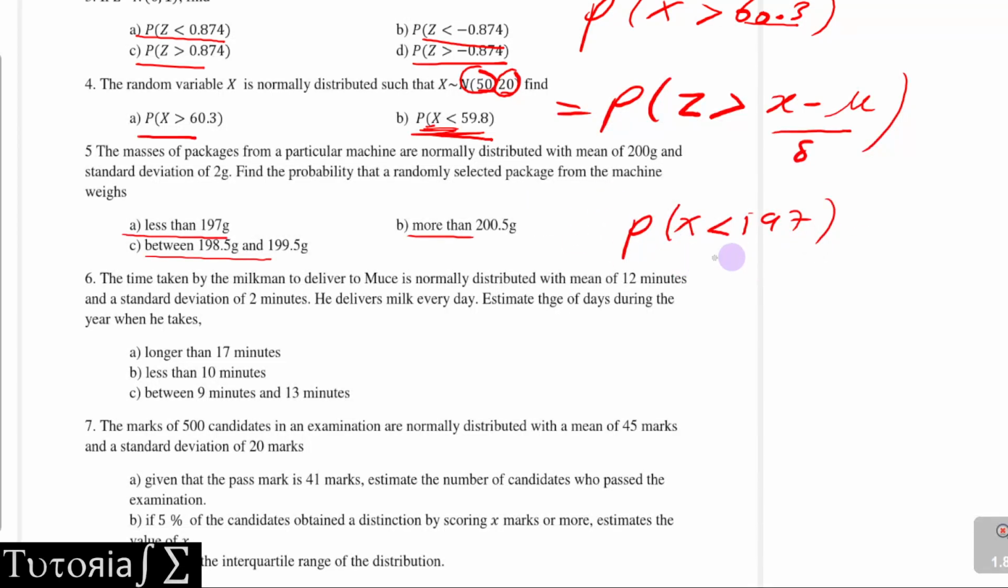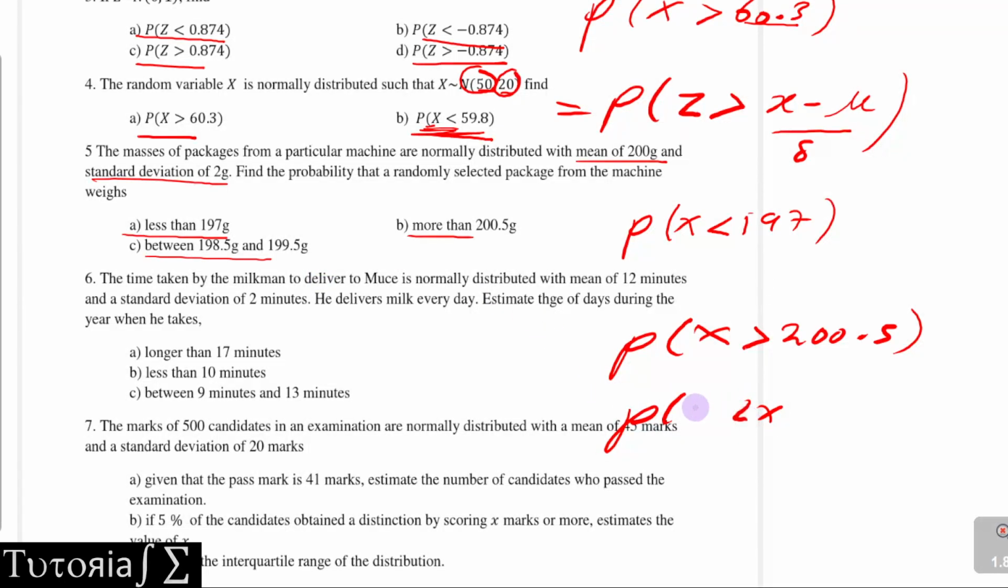So you need to convert this into a Z-score. You've been given the standard deviation and the mean, so you can do that easily. More than, so that is X more than 0.5. Then here, X between, so that is probability of X being between 198.5 and 199.5. Okay, so you can work them out.